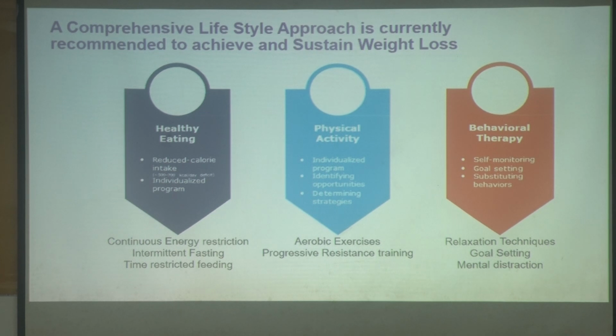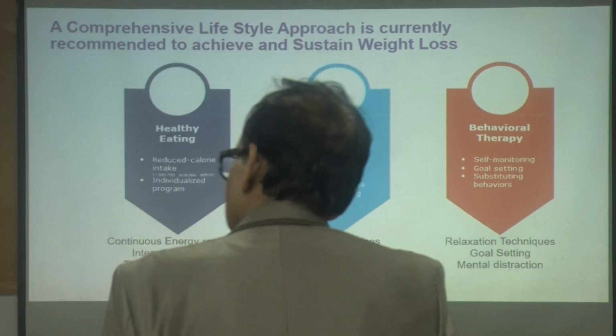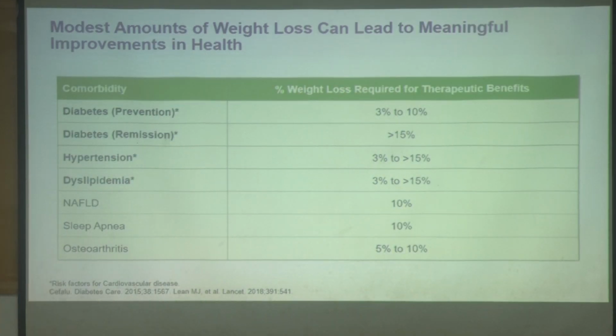Continuous energy restriction: if the patient is taking 1500 calories, restrict the caloric intake by 300 to 500 per day. Then intermittent fasting or time-restricted feeding, aerobic exercise, progressive resistance training, and relaxation techniques. Modest amounts of weight loss can lead to meaningful improvement in health: diabetes prevention, diabetes remission, and improvement in hypertension, dyslipidemia, and non-alcoholic fatty liver disease, with reference to the percentage of weight loss required for therapeutic benefits.